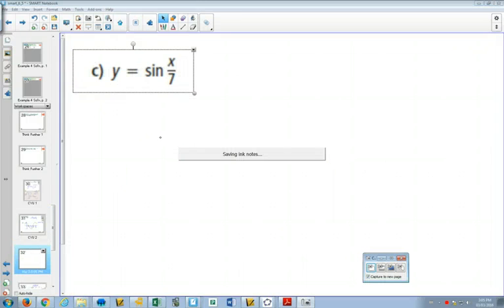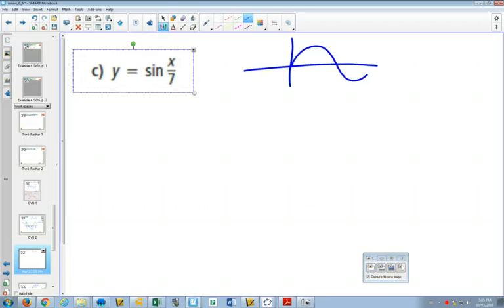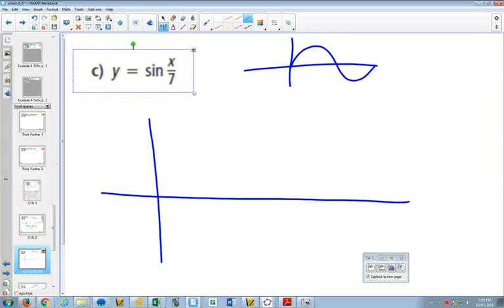So now for sine of x over 7, again, we know what our sine graph looks like. We're going to draw this one. Again, we're going to split it into 4 equal sections. But our period was 2 pi. What does that over 7 do? It's going to stretch it horizontally. We're going to multiply x by 7.